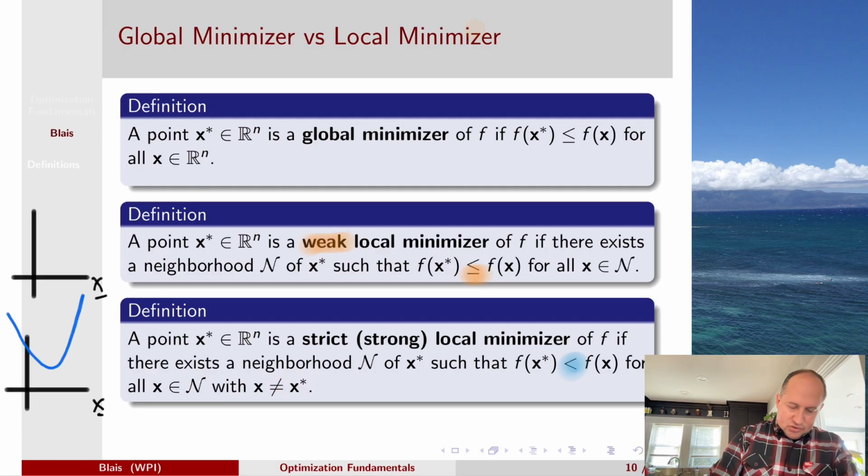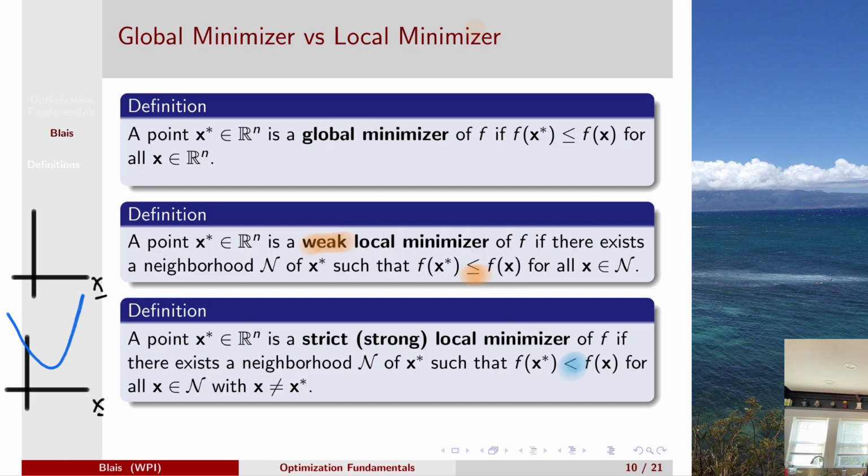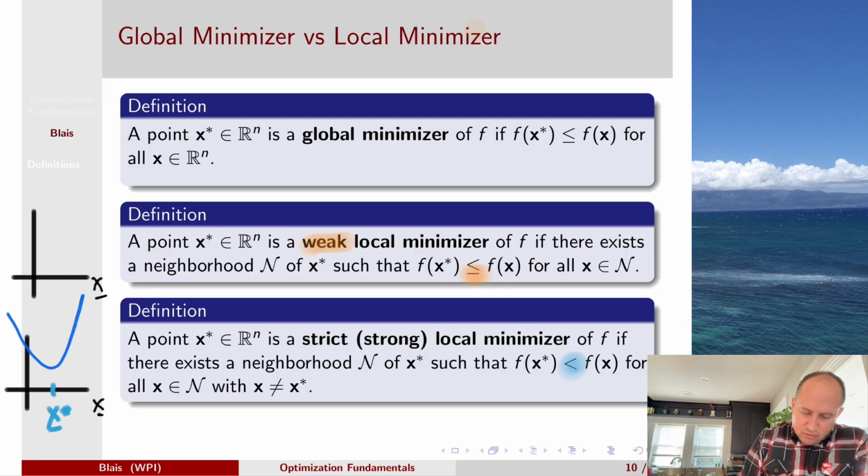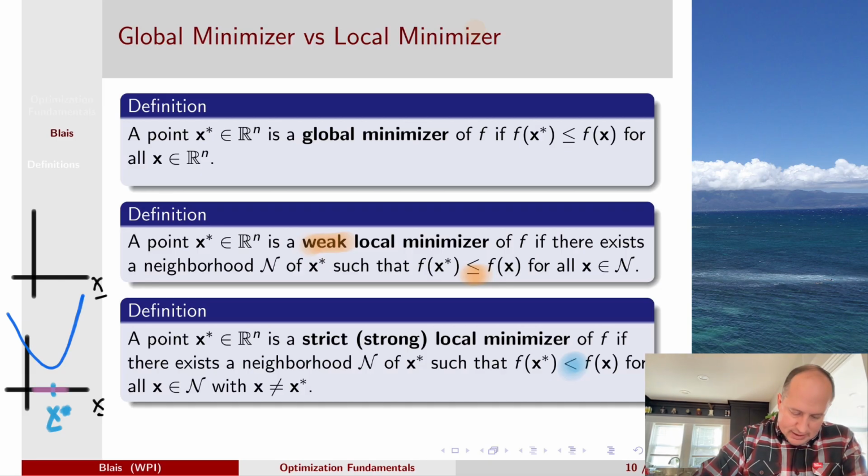We can illustrate the strong case. Here, maybe we have this x star, and we see we can find a neighborhood around it such that when we restrict to that neighborhood, any x that we pick, when we plug it into the function, we are going to get a value for the function that is strictly larger than what we would get here at x star.